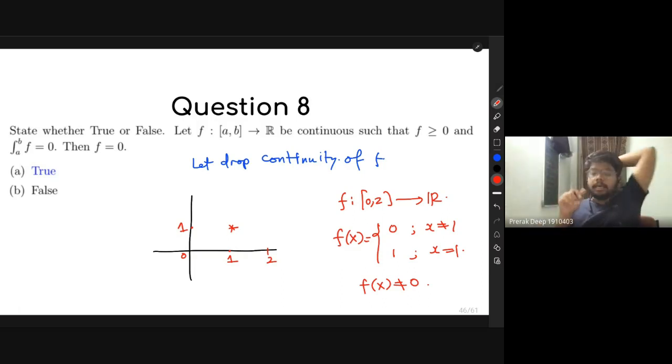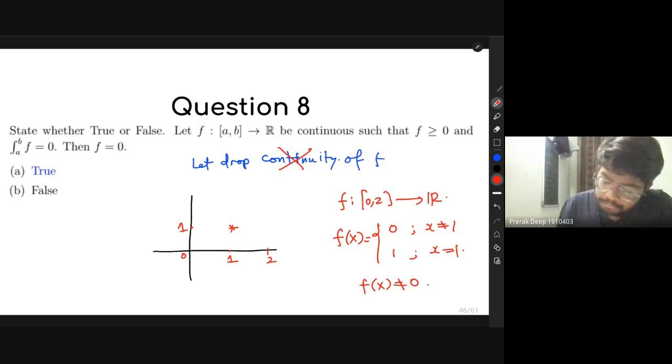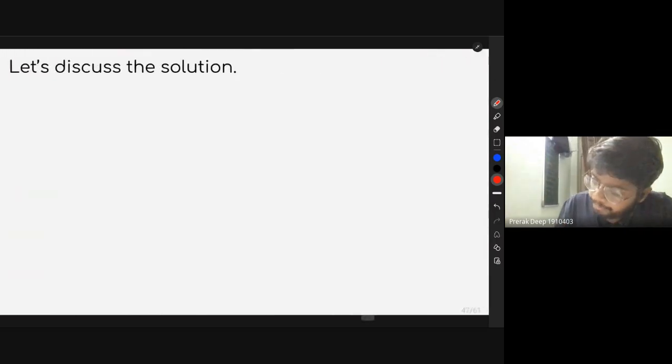Okay, so if we drop the continuity, we can construct infinitely many examples where this function need not be zero. So that's why the continuity plays an important role in proving such questions. So that's why we can't drop the continuity from this question. Okay, so let's solve this question.